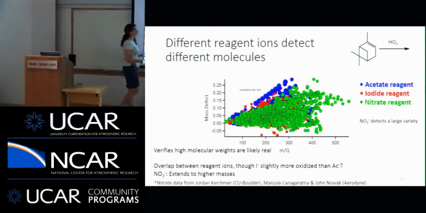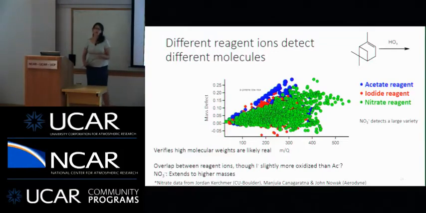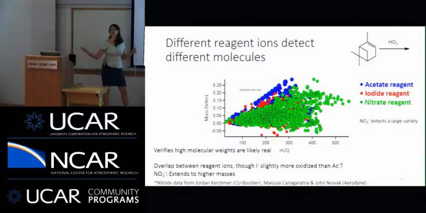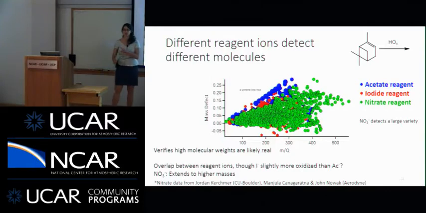The answer is that initially we assumed that everything was a molecular ion, and we are now realizing that that is not the case. We do have some fragmentation products, but not much. We use standards of large molecules and put them into our system and see how much fragmentation we get. We get very little fragmentation.